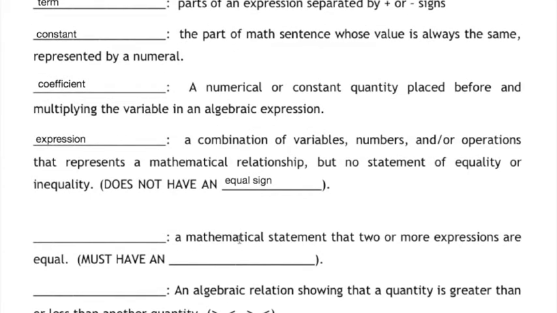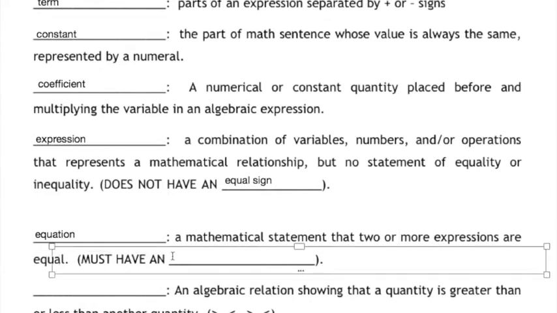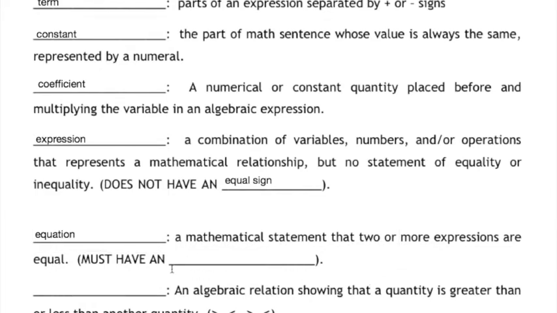A combination of variables, numbers, and or operations that represents a mathematical relationship, but no statement of equality or inequality. Well, that might be giving it away here. That is an expression. And an expression does not have an equal sign. Conversely, maybe you see where we're going here, a mathematical statement that two or more expressions are equal, well, that is an equation. And an equation must have an equal sign.